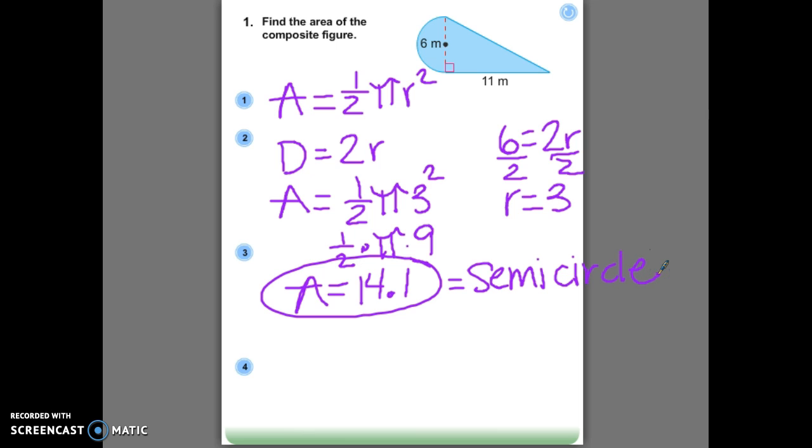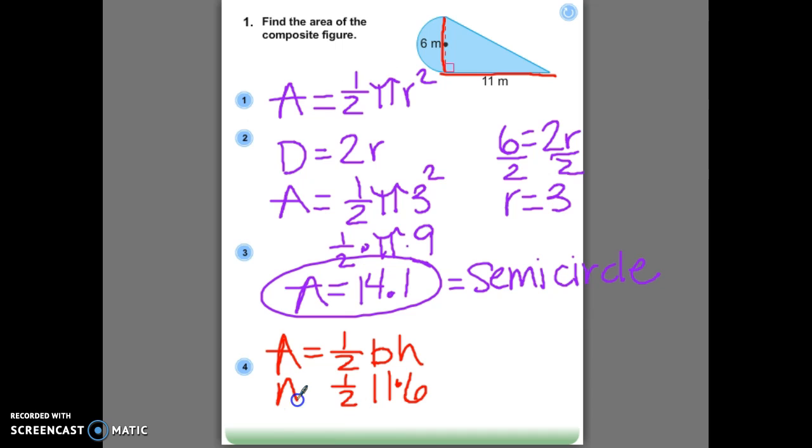However, we still need to find the area of our triangle. We know that the formula of a triangle is 1/2 of base times height. Again, we're going to substitute what we know into our formula. Remember, our height is our standing tall. So our height of our triangle is 6, our base is 11, and we're going to take that times 1/2.